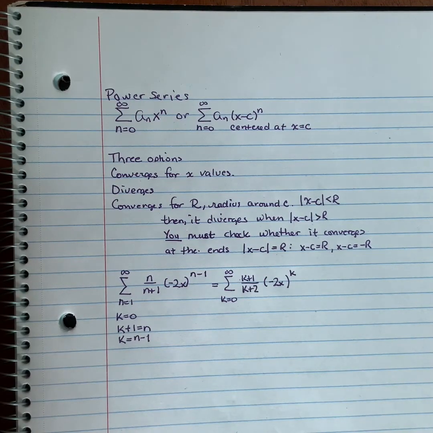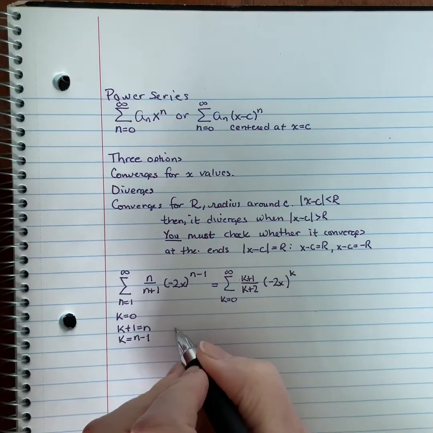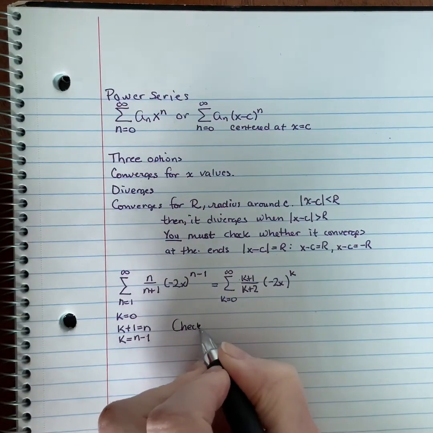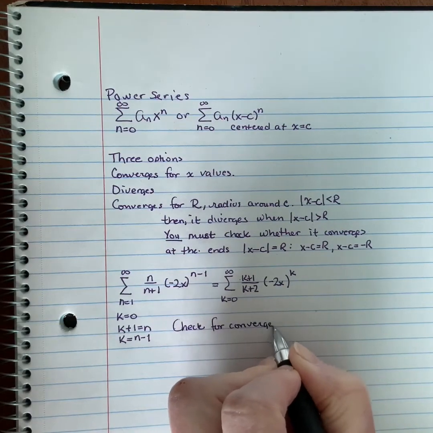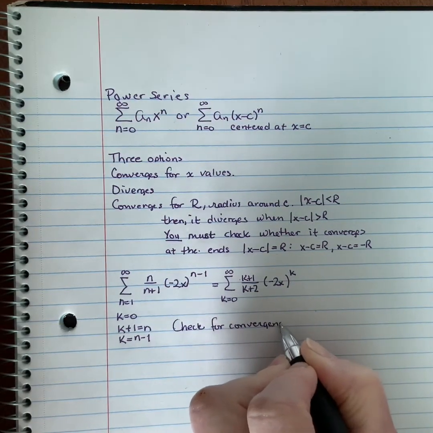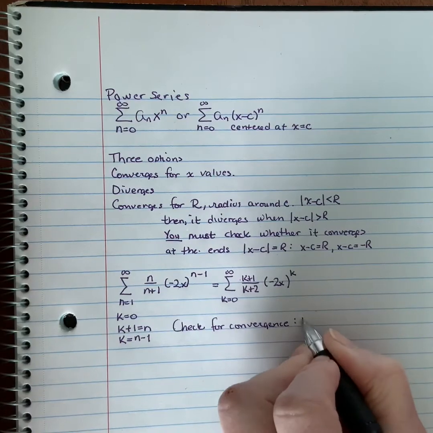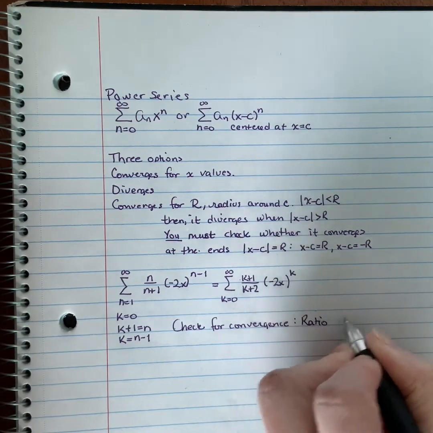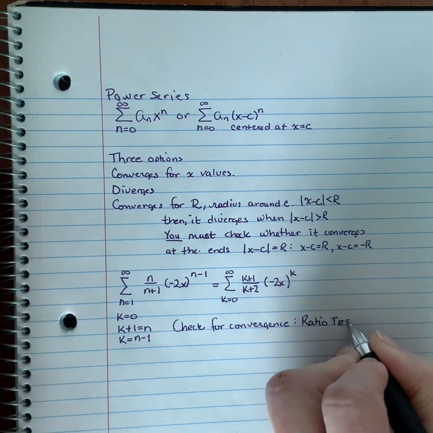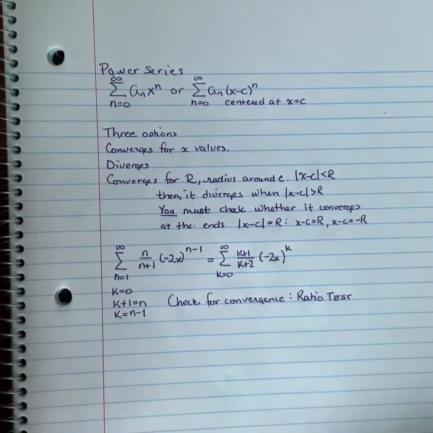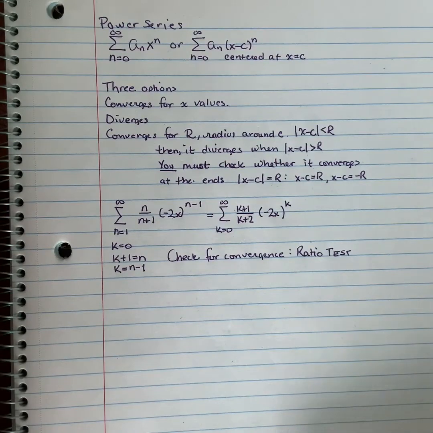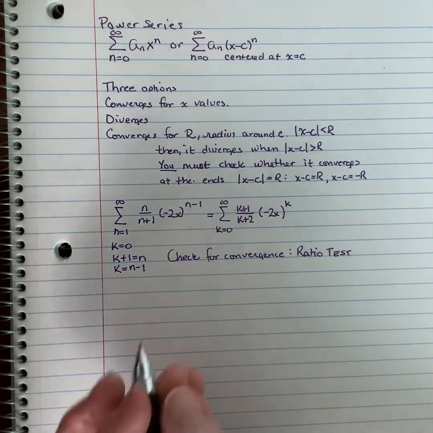Now, let's check for convergence. The best process we use here is the ratio test. So you will use the ratio test like all the time, basically, when you do these. So let's check using the ratio test.